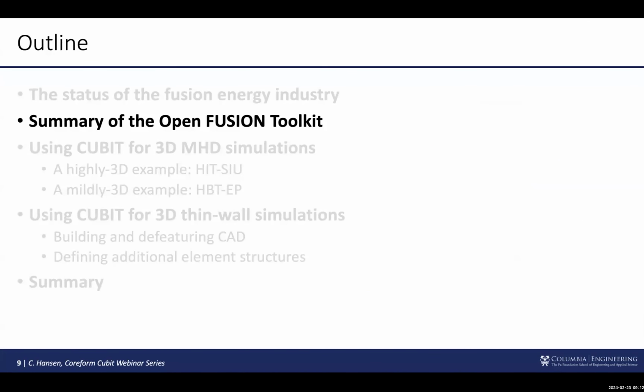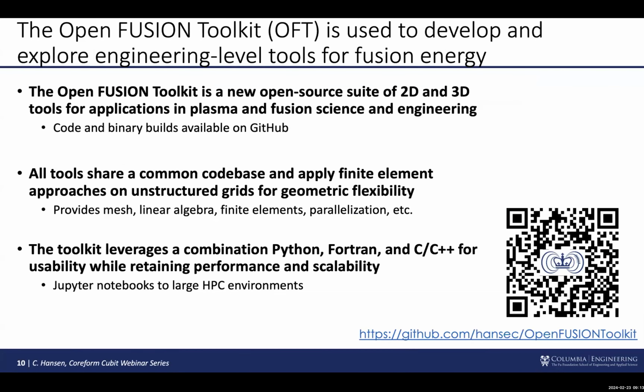Okay, so I'll talk about now a suite of tools we're using to basically look at this problem of bridging from research level tools to engineering level tools. So this is the Open Fusion Toolkit, which is primarily developed by myself and other members at Columbia University in the Plasma Physics Lab, but it's a growing community. It's an open source toolkit that has a suite of both 2D and 3D tools for applications in plasma and fusion science engineering. Code is freely available on GitHub, and there's binary builds as well as instructions on how to build it.